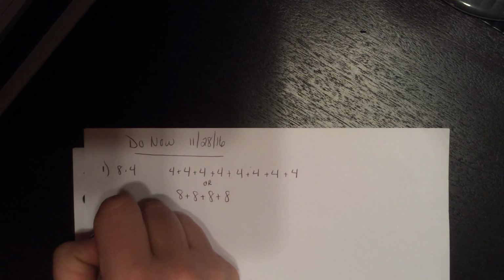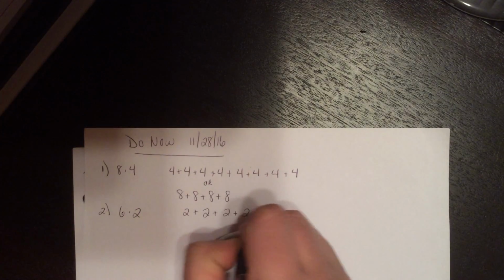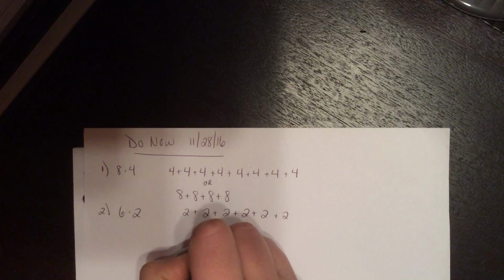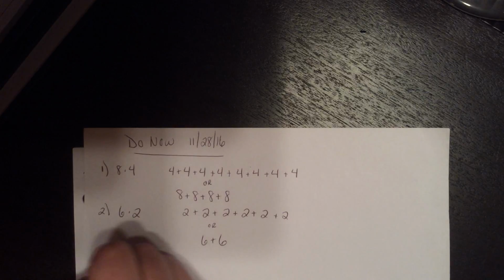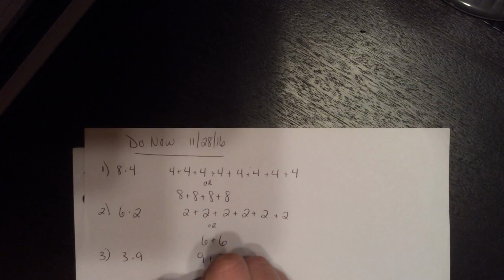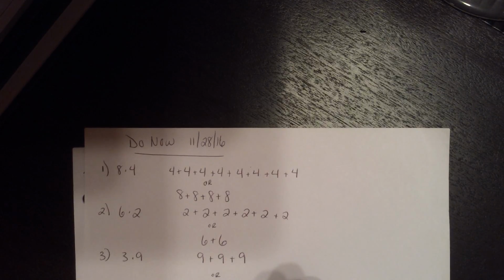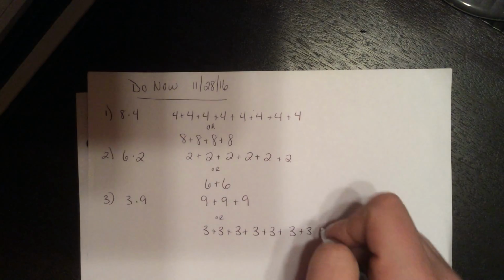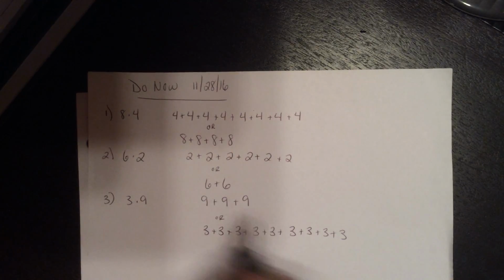So number 2 asked you to do 6 times 2. So you could either write 6 of the number 2's or 2 of the number 6's. Okay, 3 was 3 times 9. So either 9 plus 9 plus 9 or, oh, this is a long one. Why did I do the long one? 3 plus 3 plus 3, forgetting that I'm going to have to write it for you guys too. And you can't see that. That would help, huh? 7, 8, 9. Okay? So there's 9 3's added together, or there's 3 9's.